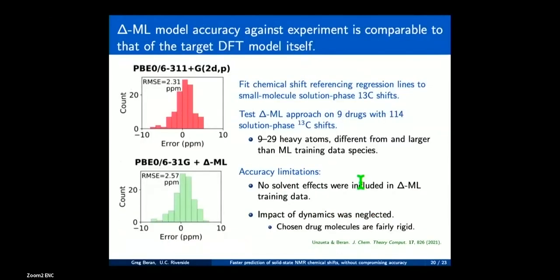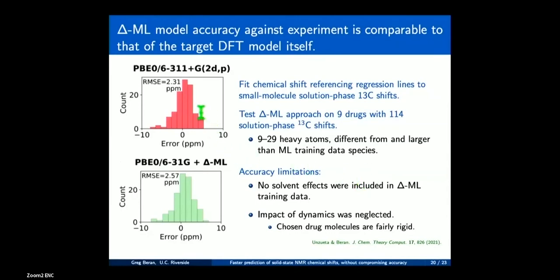And to see that, again in the proof of concept sense, we took just a fairly small set of 9 solution phase drugs with 114 carbon-13 chemical shifts, and we trained a chemical shift referencing line on a different set of small molecules. It was basically perfectly parallel to the DFT line. I just took it out for the sake of time today, but it looks like a spot-on match.